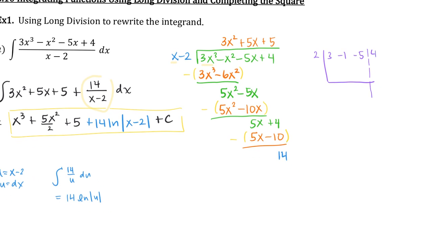Okay, synthetic first move is you bring down the first term, which is 3. Okay, then I multiply. 2 times 3 is 6. Then I add. Negative 1 plus 6 is 5.